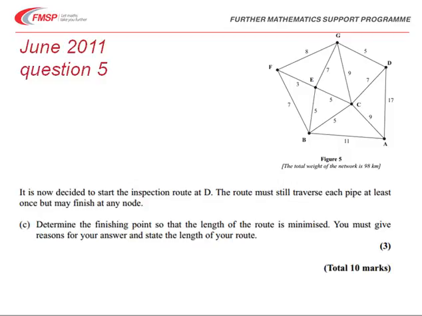The question then goes on to say that it's been decided that we can start the inspection at D, and we must go along each pipe, finishing at any other node. So we then need to determine the finishing point so that the length of that route is minimized.